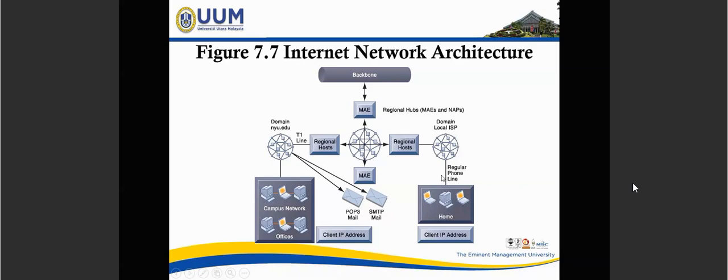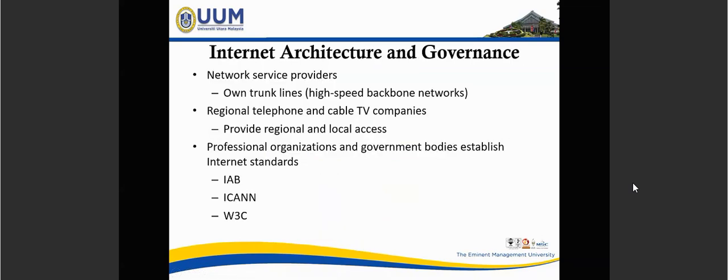Same like here, you have a home or client IP address that connects from home, because you have offices or campus, you have home. Regular phone line, you connect to the internet, domain, local ISP, internet service provider, normal. So this is to tell you about the internet structure, the connectivity to the internet structure.